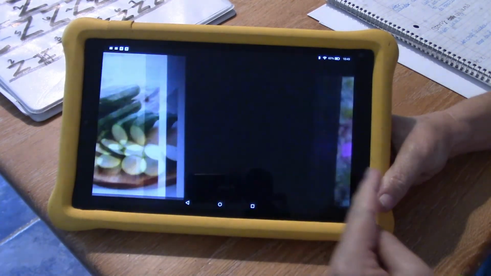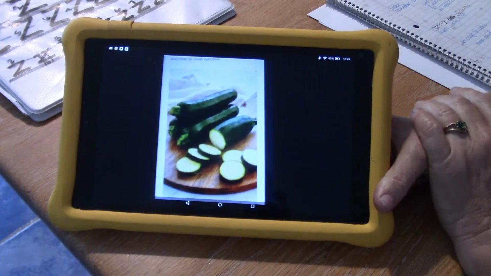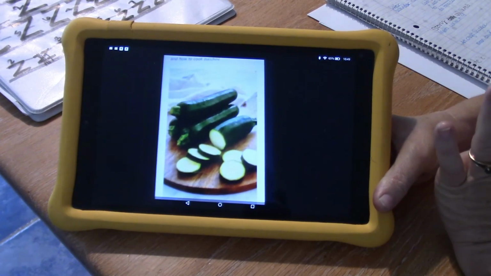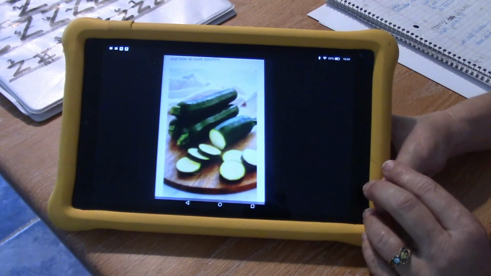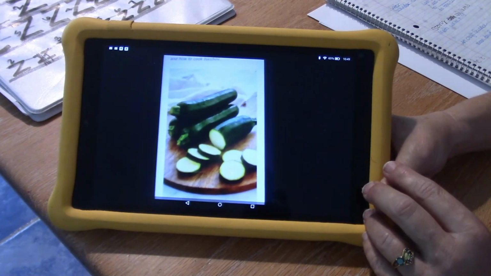Oh, this next one's a favorite of mine. Tasty. It's a squash with a special name. It's called a zucchini. Yummy. Zucchini is so good.